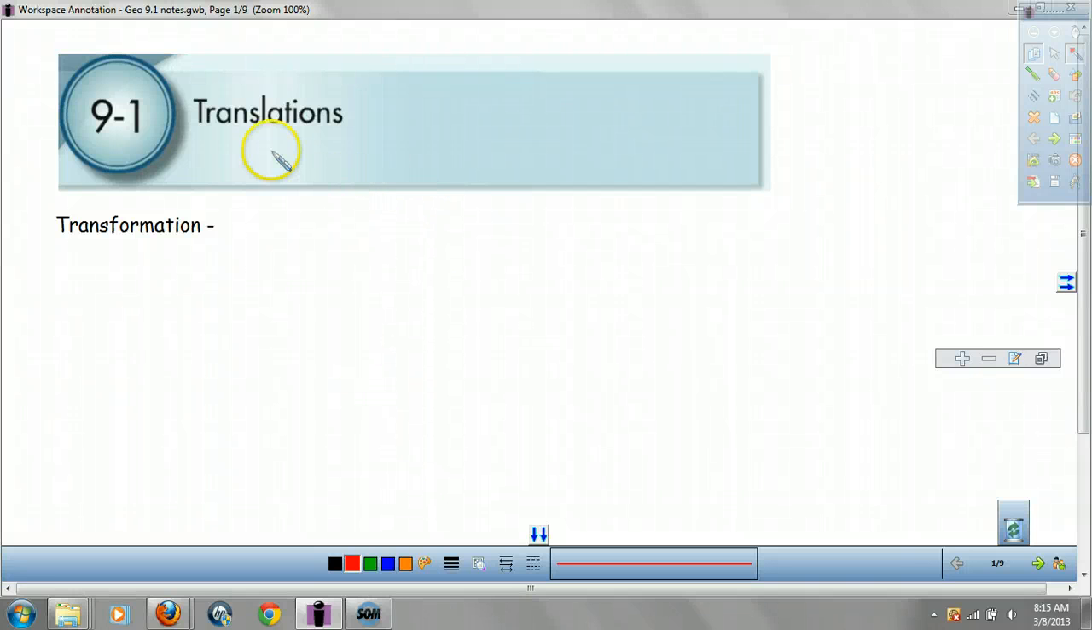Hey Geometry Kids, today we are going to look at 9.1 translations. We're going to take one figure and move it to another place. We're going to talk about the transformation called translation.